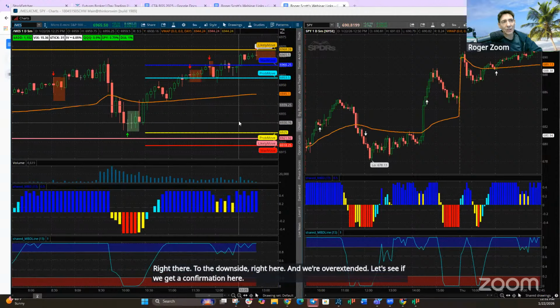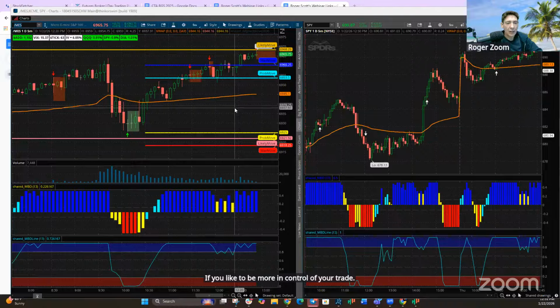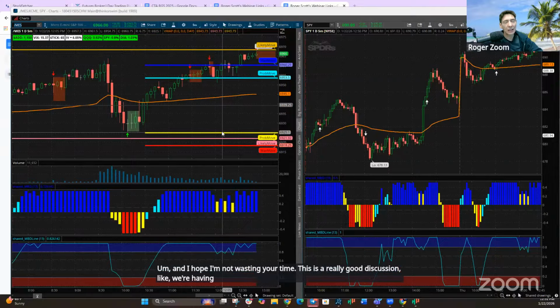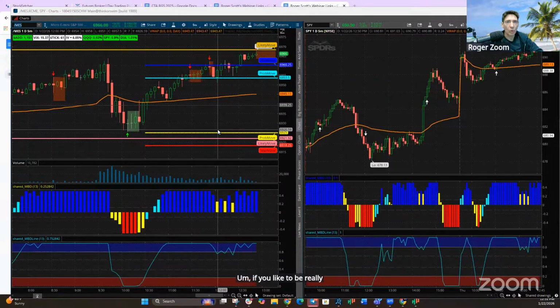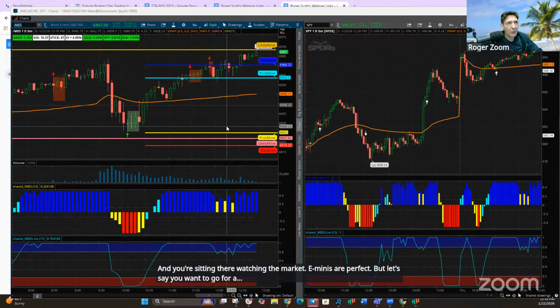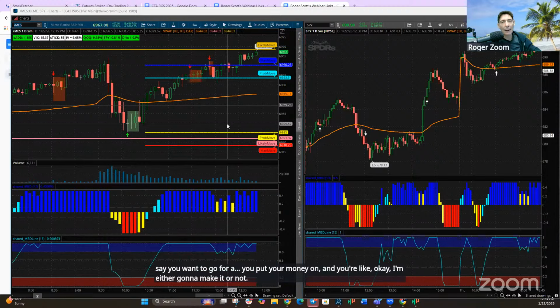So my point is, if you like to use tight stops, if you like to be more in control of your trade, and I hope I'm not wasting your time, this is a really good discussion. If you like to be really in control every given second, and you're sitting there watching the market, E-minis are perfect. But let's say you put your money on and you're like, okay, I'm either going to make it or not. The options are your best friend.